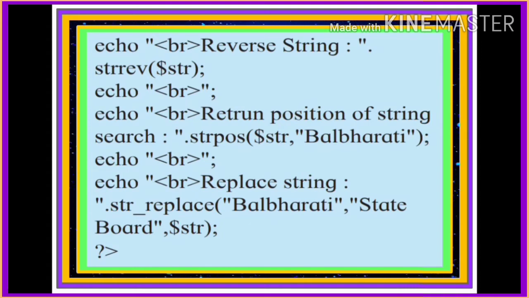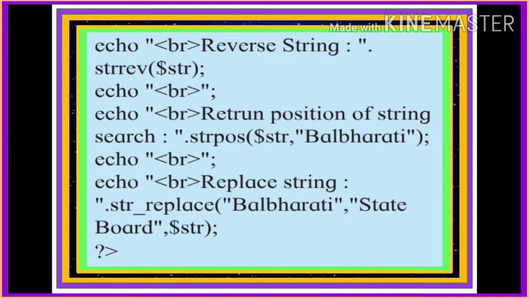In next line, write echo space br tag in double quote. In next line, to replace one string with another string, write echo br tag "Replace string:" in double quotes complete, write dot, write str underscore replace function, pass 3 arguments, first Balbharti, second state board, these both are strings, and the third argument is to be passed variable name str.